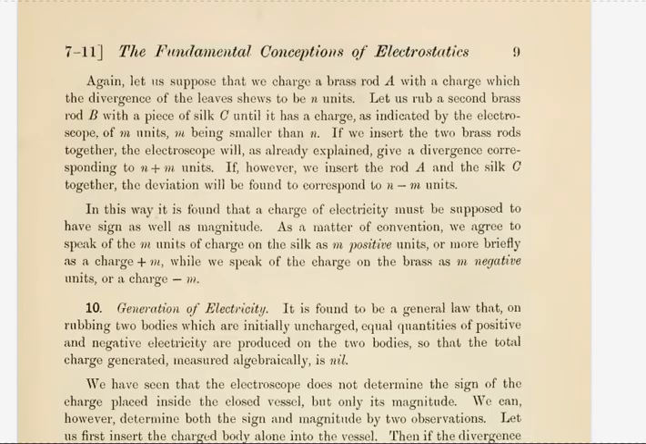In this way it is found that a charge of electricity must be supposed to have sign as well as magnitude. As a matter of convention, we agreed to speak of the m units of charge on the silk as m positive units, or more briefly as a charge plus m, while we speak of the charge on the brass as negative m units, or a charge minus m.